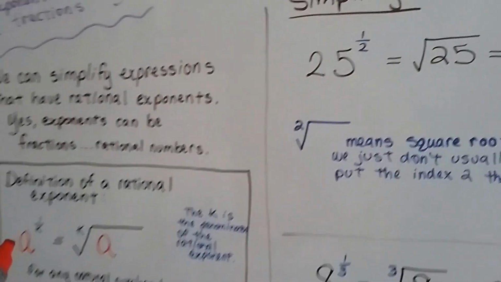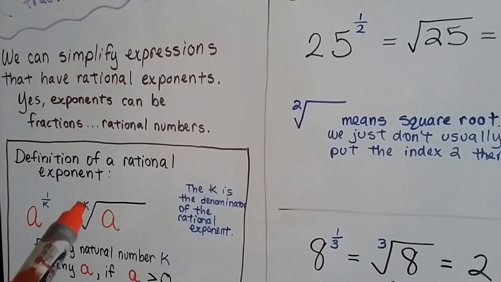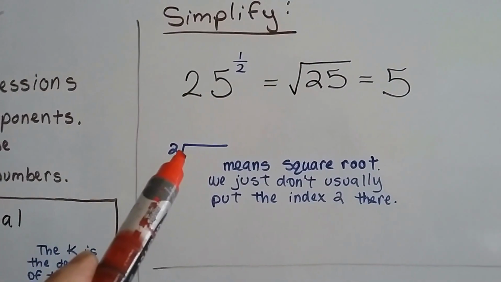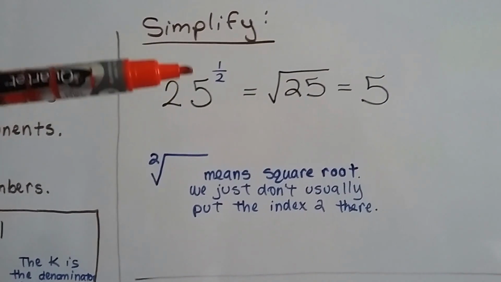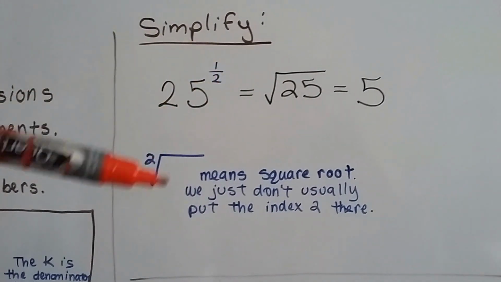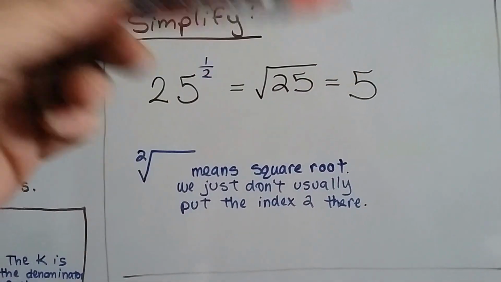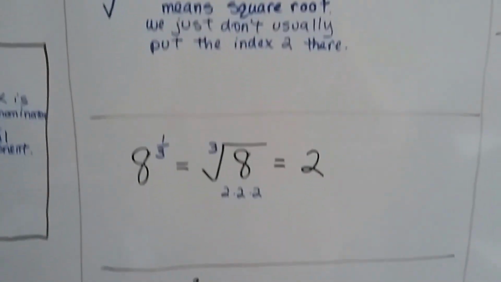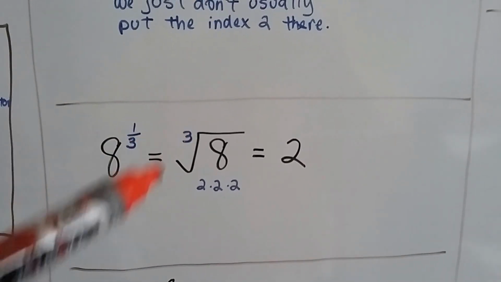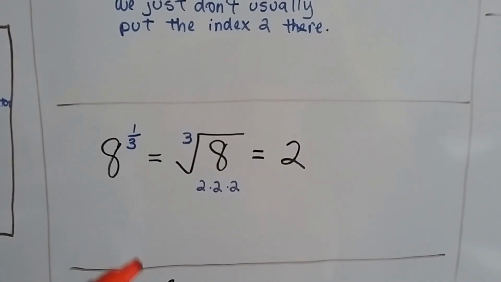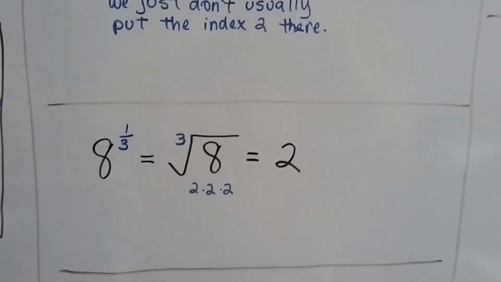So, because we're going to put that denominator there as the index, that means we really just have a square root, don't we? So 25 to the half power is the same thing as just the square root of 25. And the square root of 25 is 5. See? We got a little 3 for a denominator, so that's going to go there. So now we need a cube root for 8. 2 times 2 is 4 times 2 is 8, so that equals 2. See?